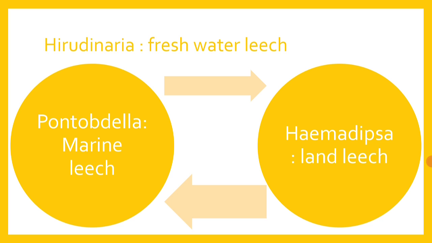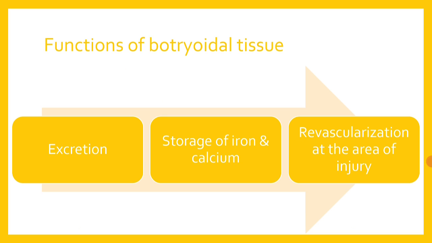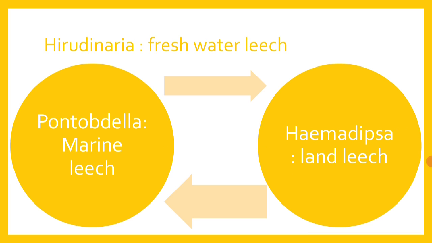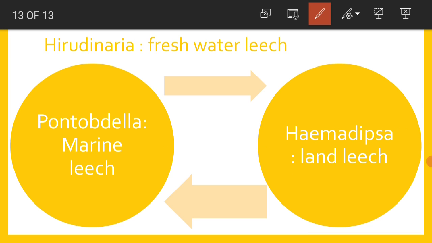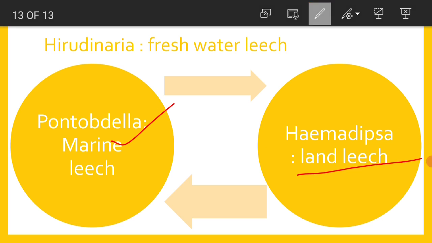And coming to the examples, the members of Hirudinea are parasitic, they suck the blood of vertebrates. That means they lead a sanguivorous mode of life, that means blood sucking mode of life. And examples are Hirudinaria granulosa, which is also called Indian cattle leech. It's a freshwater leech. Pontobdella, this is a marine leech. Hemadipsa, that is land leech.